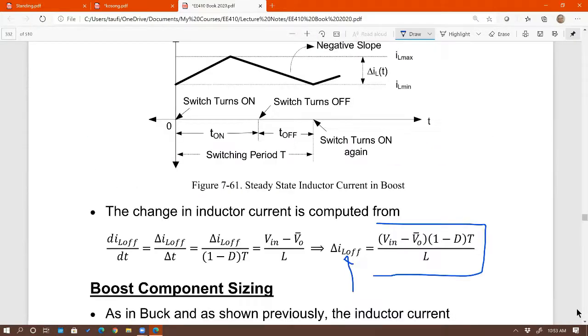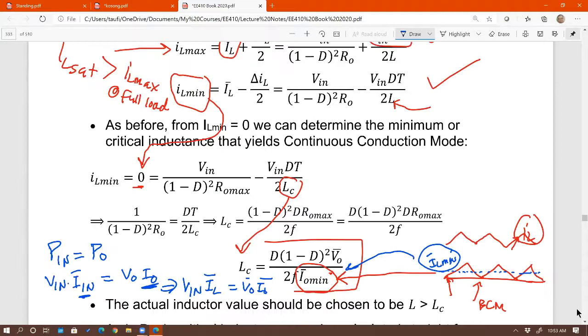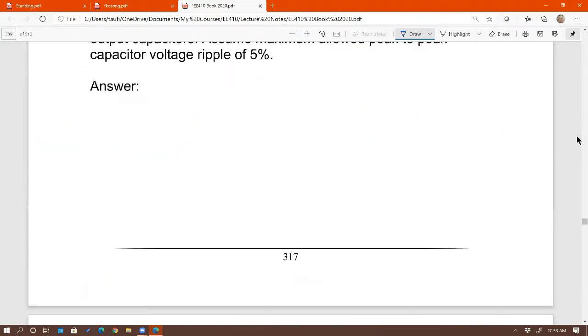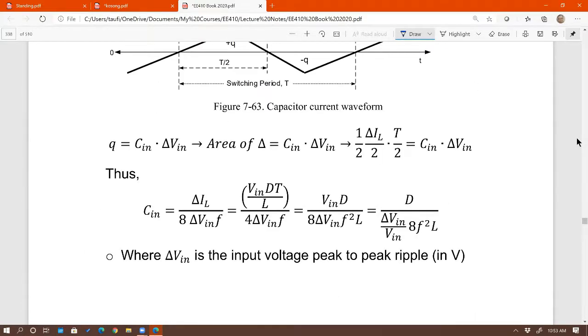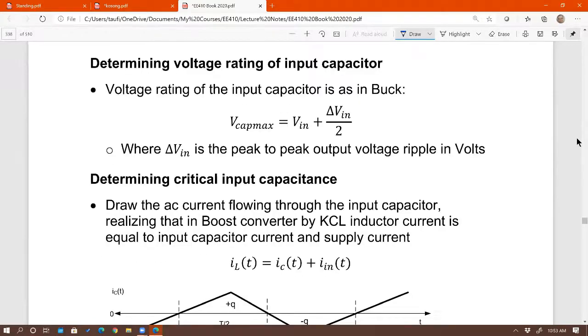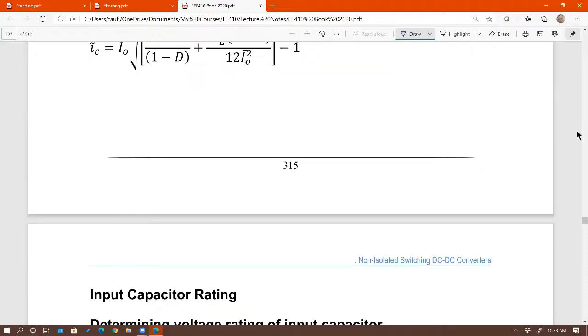All right. So again, you need to know the shape of the current waveform through the cap in order to determine the critical capacitance. Okay. So for a buck converter, I'm just going to do it quickly here.